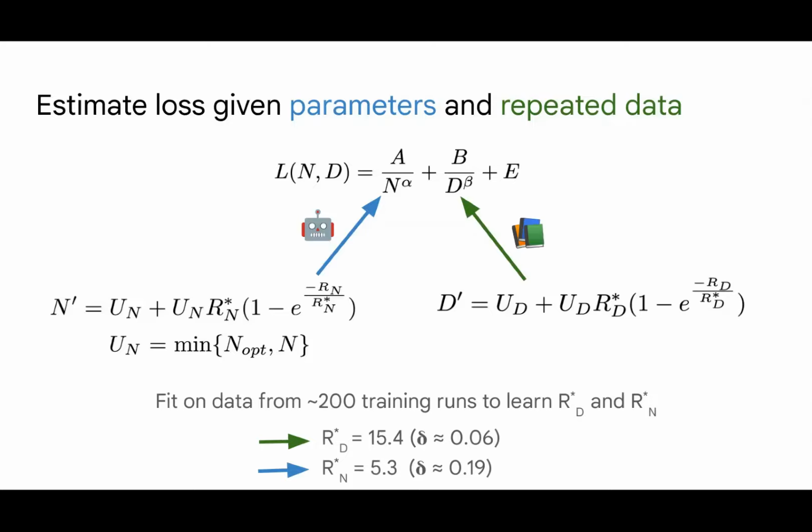As in the Chinchilla paper, we fit these new parameters, R star d and R star n, on a large set of over 200 empirical runs. The model returns two values: one says R star d is about 15.4, and the other is that R star n is about 5.3. Recall these are roughly the number of epochs before these two terms start to fully decay.